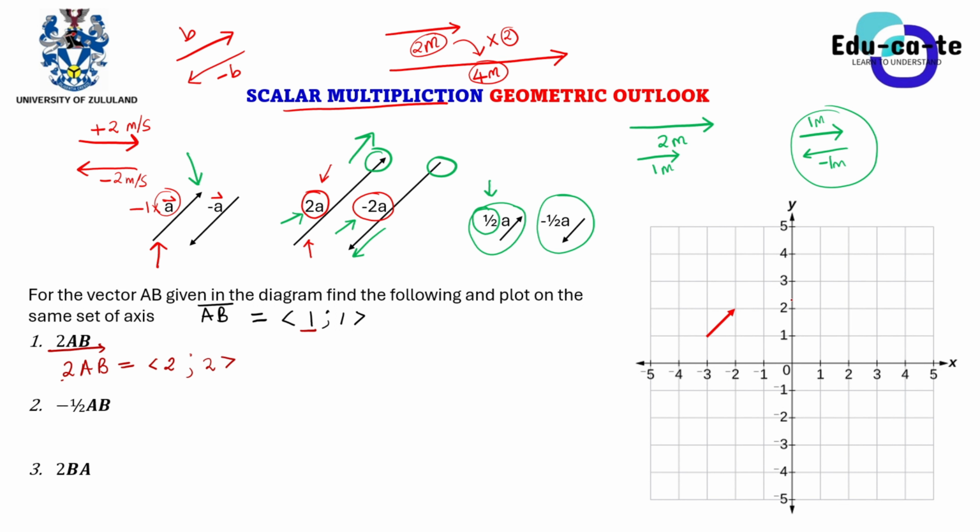To plot this on the Cartesian plane, remember, you can plot it any way you want. You can plot it at the origin or any place you want on the Cartesian plane. Now I would just like to plot it closer to the original vector. So 2AB, let's just say I plot it here. If I plot 2AB here, it has to have double the length.